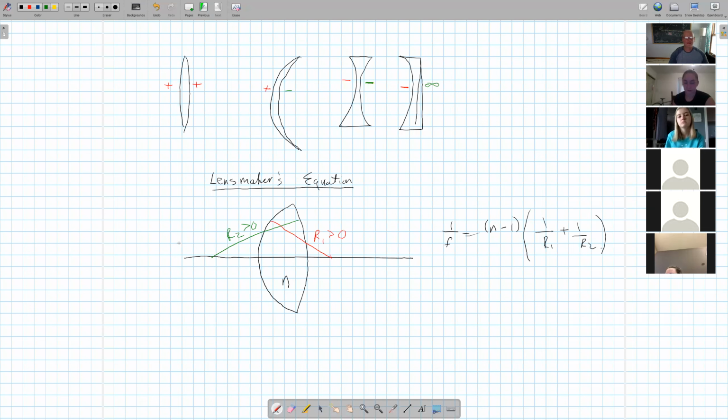Now, once I use the Lensmaker equation to determine the focal length, I would then just proceed through the problem as if I now know what the focal length is, and I don't have to worry about anything else after that. So for example, let's do an example.